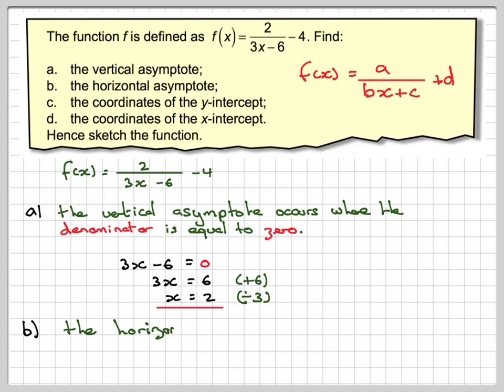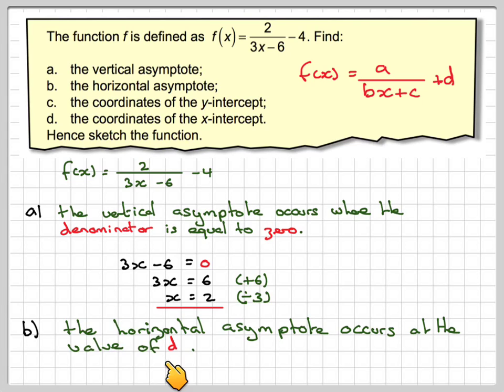The horizontal asymptote occurs at the value of d. So whatever value this is, that's going to be the horizontal asymptote. The reason being, if we take this and divide it by a very, very large number, this bit will be equal to 0, so the curve will become very similar to y is equal to minus 4. And therefore, y is equal to minus 4 is called the horizontal asymptote. All you have to do is remember that it is d.